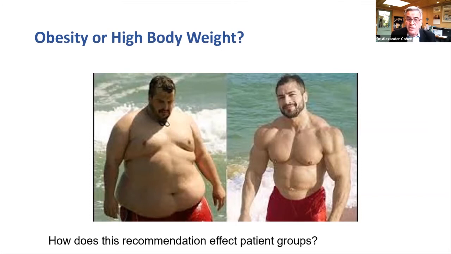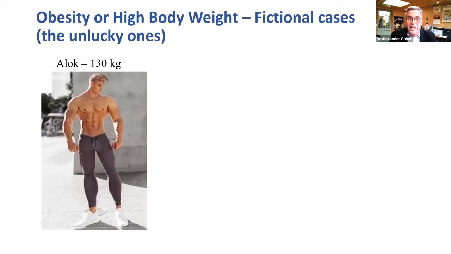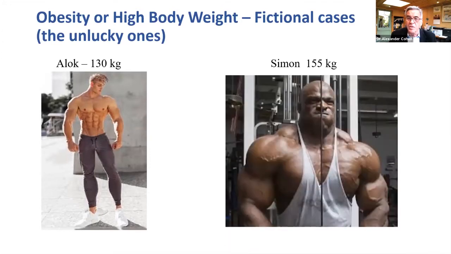So how does this recommendation affect patient groups? Quite strongly, really. Let's look at some fictional cases. These first two I've described as the unlucky ones. I wouldn't want to be discussing obesity with, say, Alok, who weighs 130 kilograms and is clearly a large guy, or perhaps Simon, who weighs in at 155 kilograms. I'm not going to be telling them too much about NOACs or DOACs, except to say that I believe they would be suitable should they develop a thrombosis. And I think they're the unlucky ones, given the ISTH recommendations.